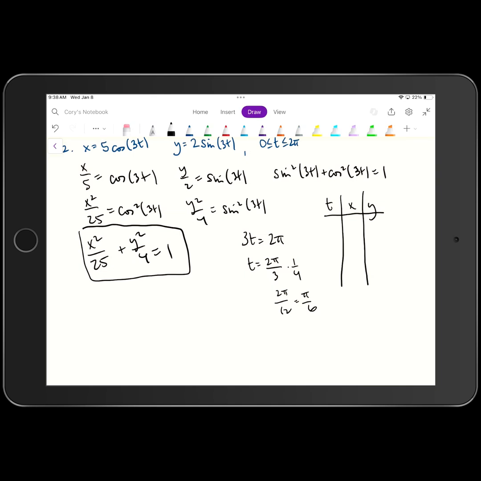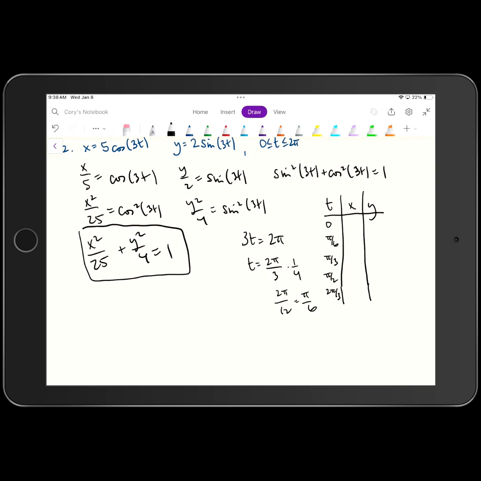So I'm going to start at 0, and then each incremental change for my t values is going to be pi over 6. So the next entry is pi over 6. If I add pi over 6 to that, we get 2 pi over 6, which is pi over 3. If I add pi over 6 to that, we get 3 pi over 6, which is pi over 2. If I add pi over 6 to that, we get 4 pi over 6, which is 2 pi over 3. And that completes one period for both the sine and cosine graphs.